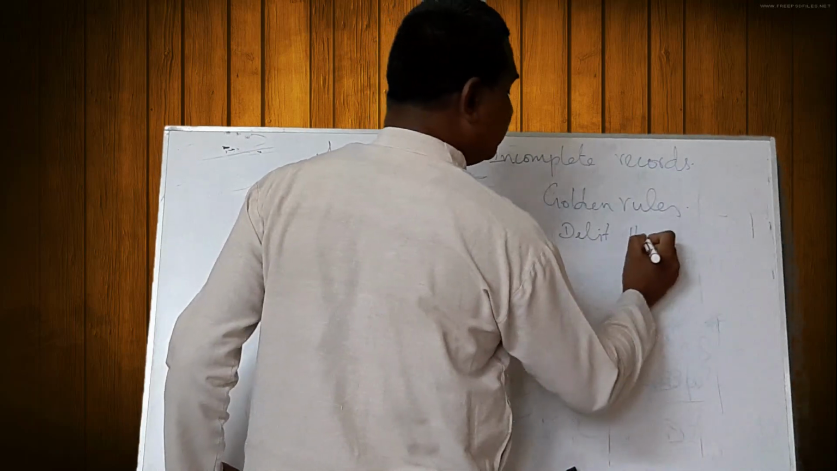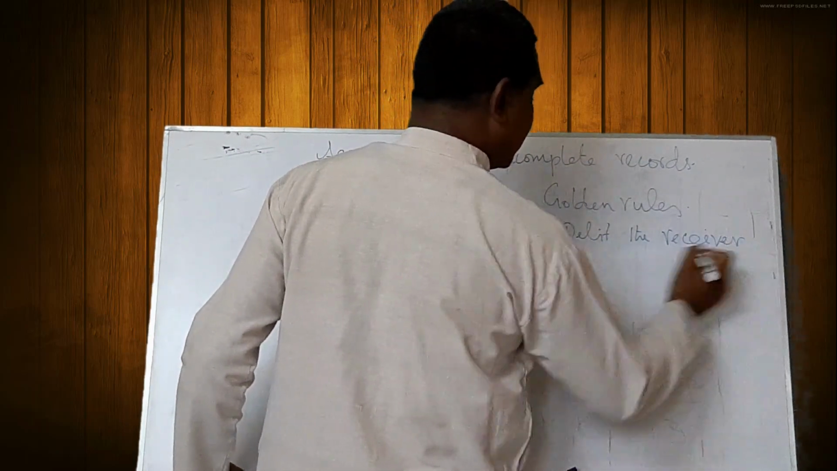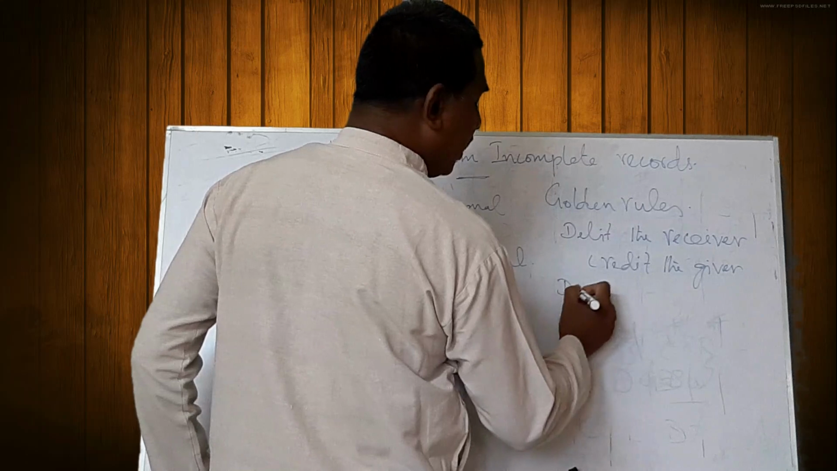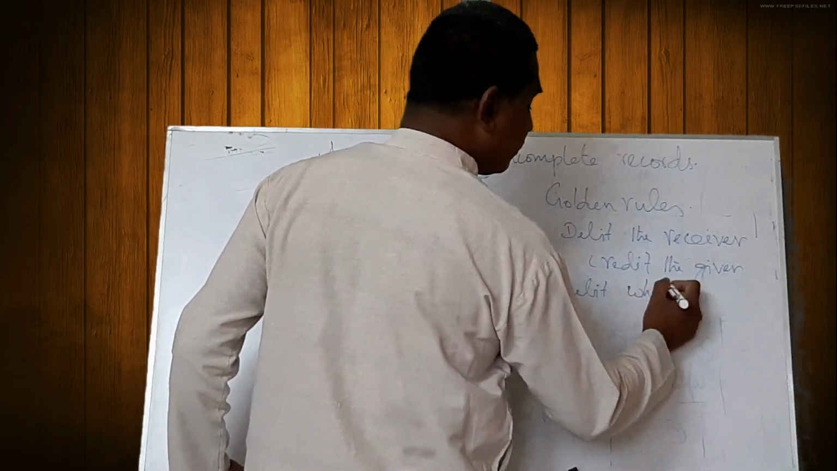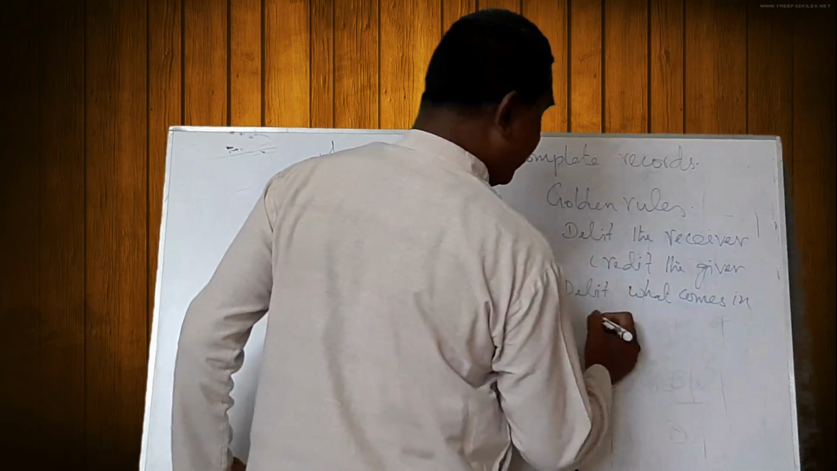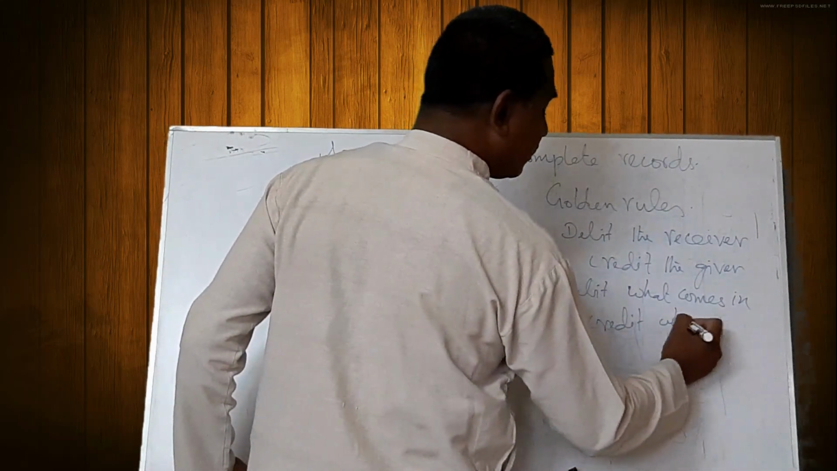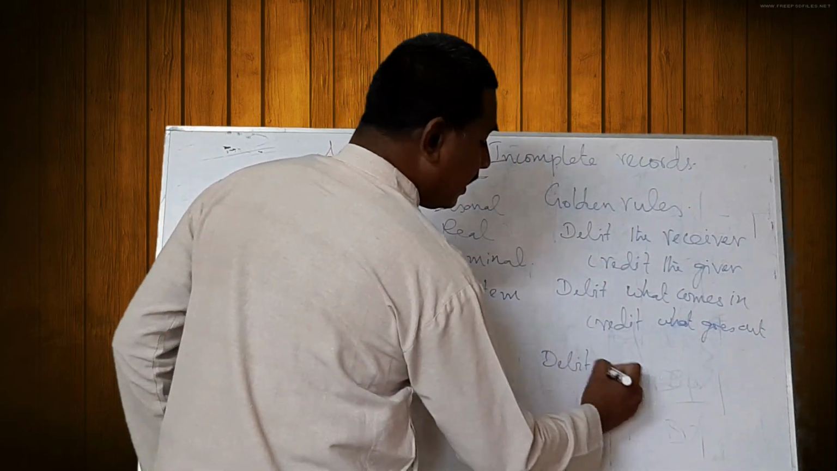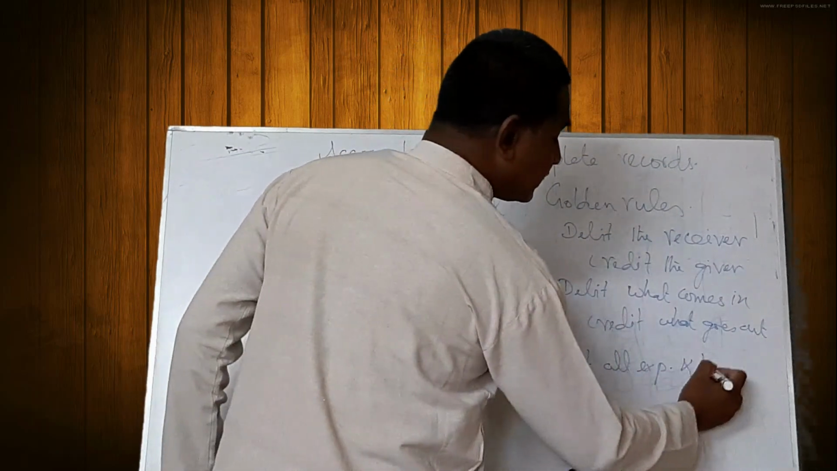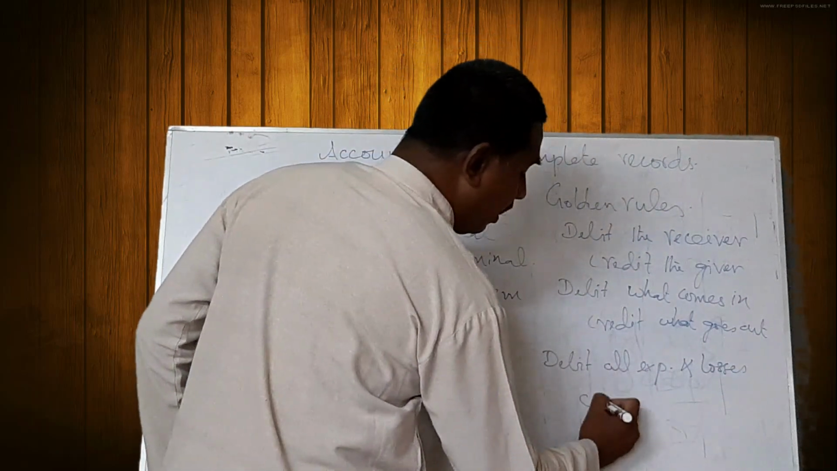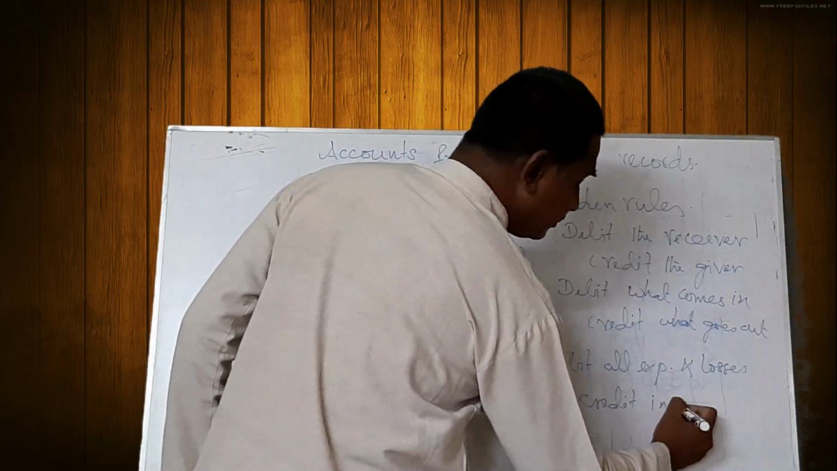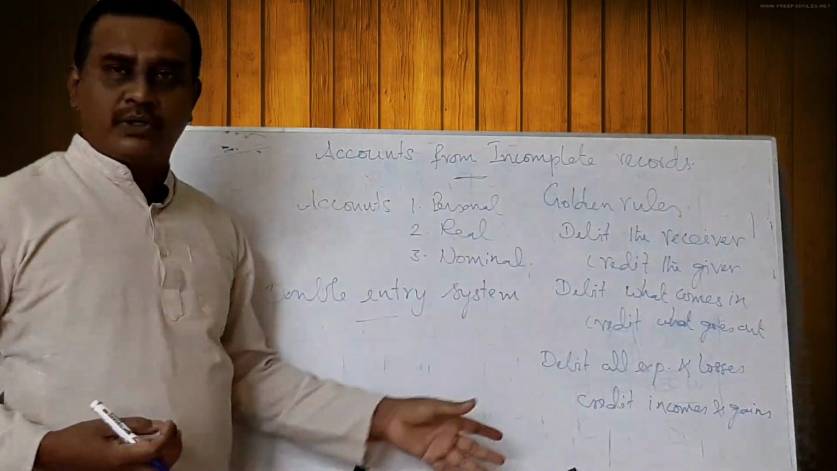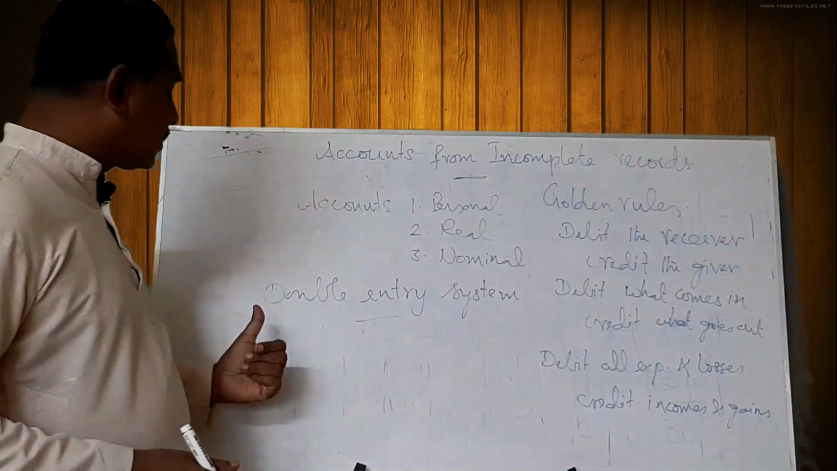Debit the receiver, credit the giver, debit what comes in, credit what goes out, debit all expenses and losses, credit all incomes and gains. And you know very well about the golden rules. If we follow these golden rules, that is called a double entry system.